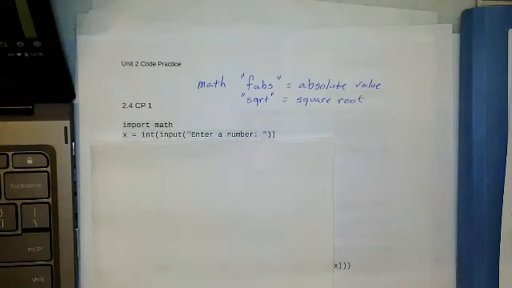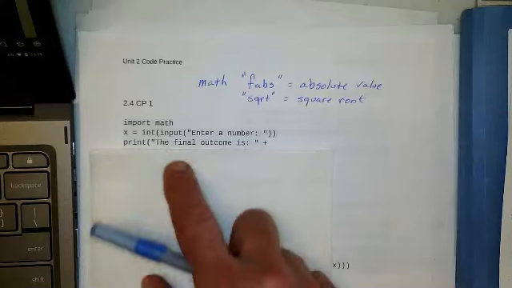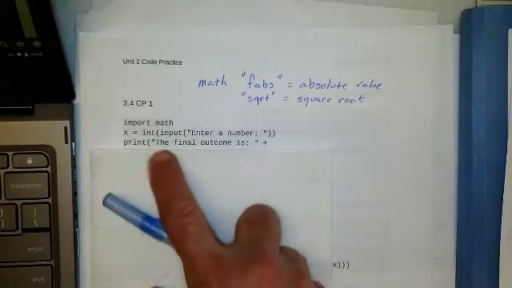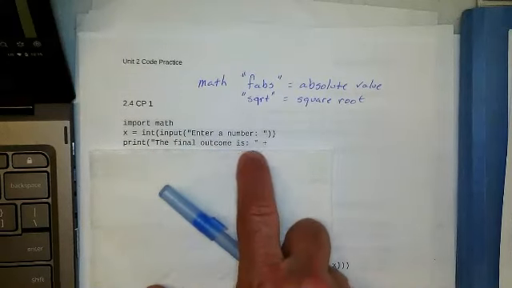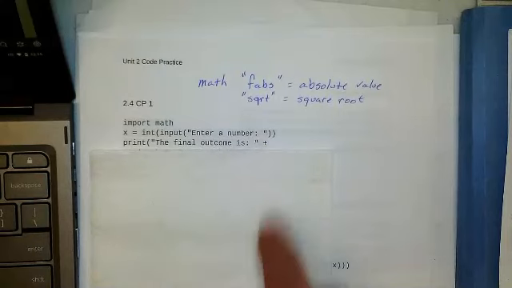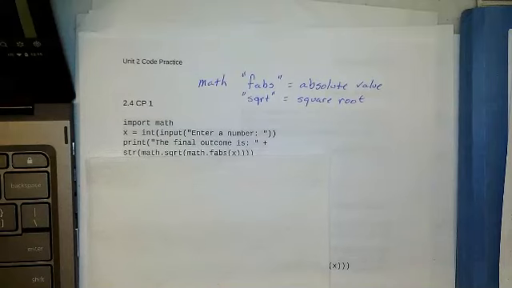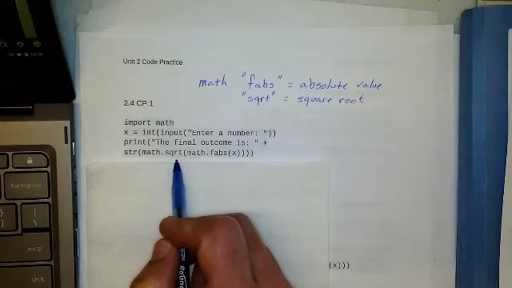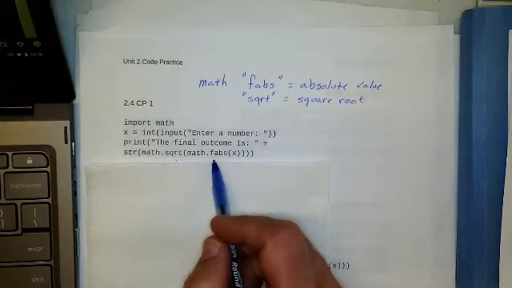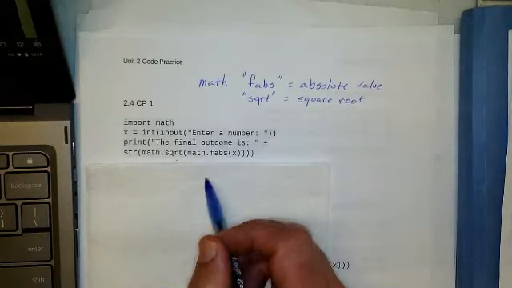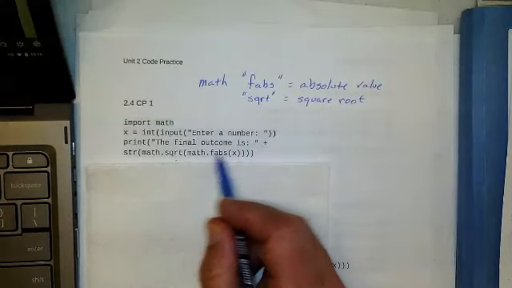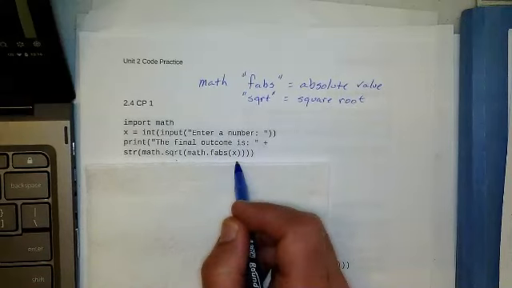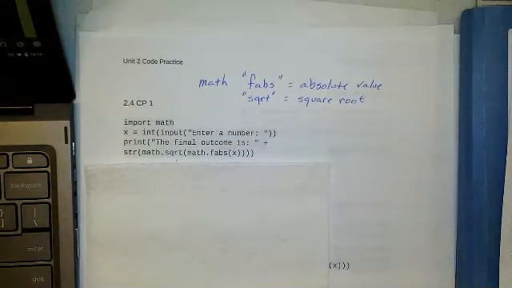Now, once we do that, we're going to print. This is what they ask you to print. The final outcome is, make sure that's a capital T. Put a colon there, space, and then plus. Now, here comes the fun part. Since we're printing a number, we have to put string in front of it, str, math.sqrt. But before we do the square root, we have to find the absolute value of this number, whatever it was. That's where math.fabs comes in. So we find the absolute value of this, then we square root that, and then we print the final value.